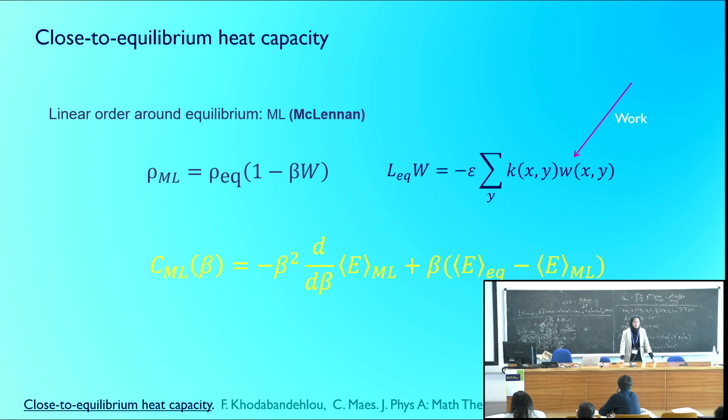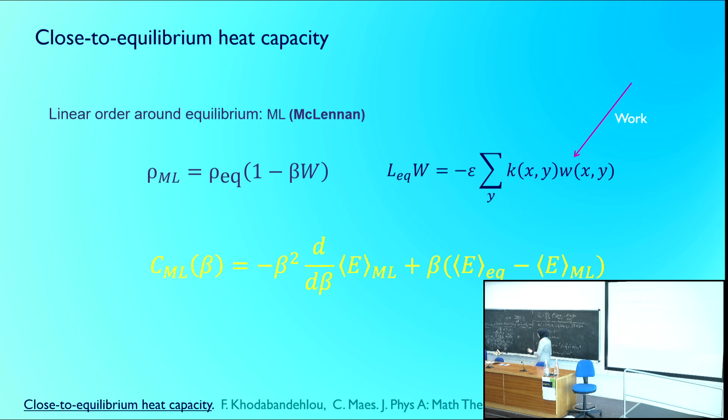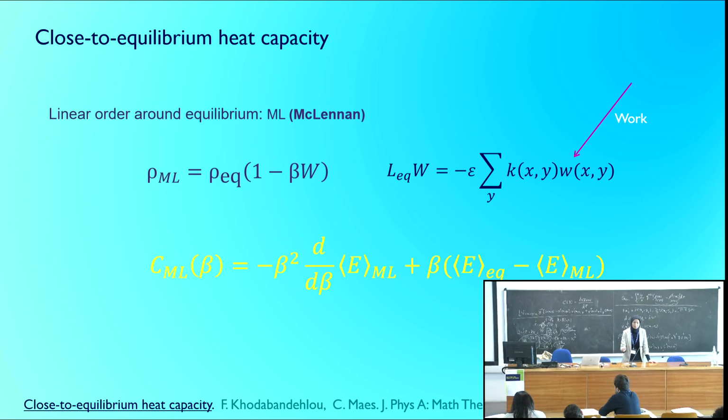It's just in terms of the energy. And what is this average? The average is over the Maclaurin distribution. Okay, the close to equilibrium distribution. This is a very nice formula that we do have for the close to equilibrium, and it's properly working.